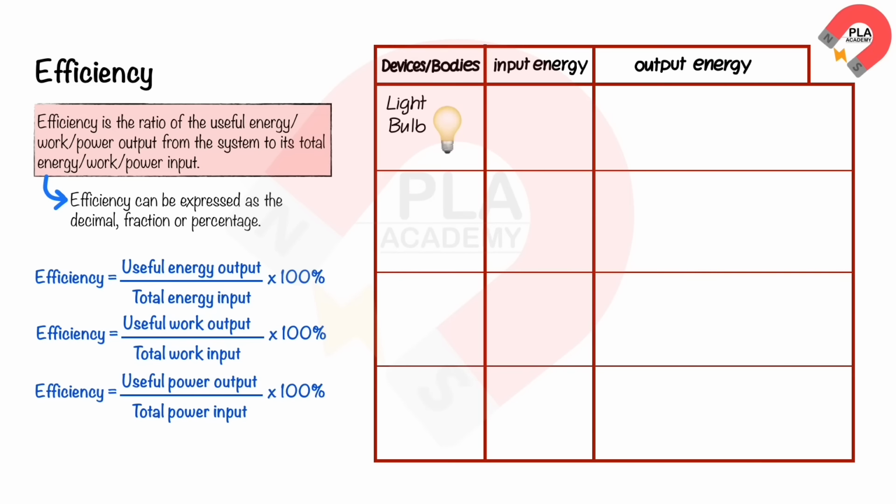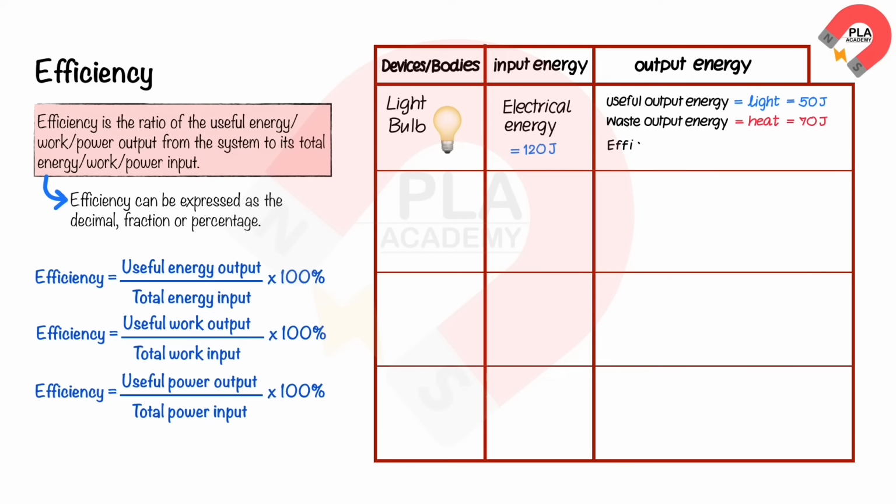Light bulb. The electrical energy input is 120 joules. The useful output energy is light of 50 joules. And the waste output energy is thermal of 70 joules. Therefore, the efficiency of the light bulb is 50 divided by 120, which is equal to 0.417, or 41.7%.